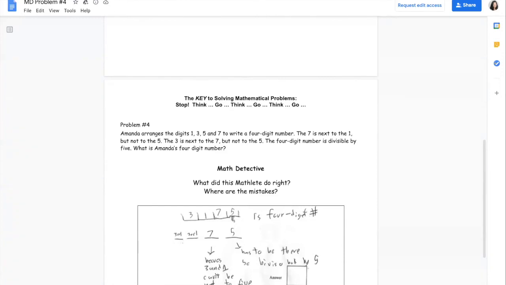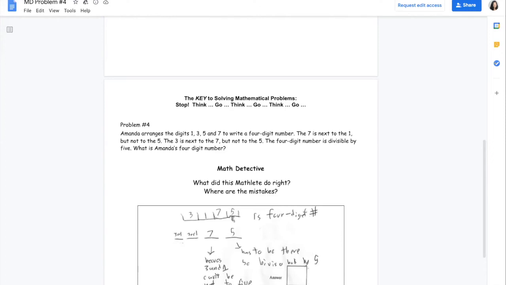For some reason, they said 1 can't be next to 5, but it didn't say that specifically in the problem. So I don't know why they put that line that says 1 can't be next to 5. Okay, so that was misreading the information in the problem. That's very good. It says 7 is next to 1, but not next to 5. So 7's not next to 5, but not 1. Good analysis. That's very good.